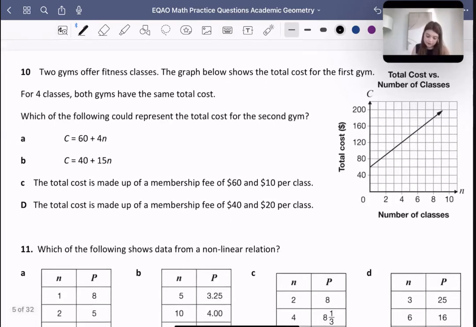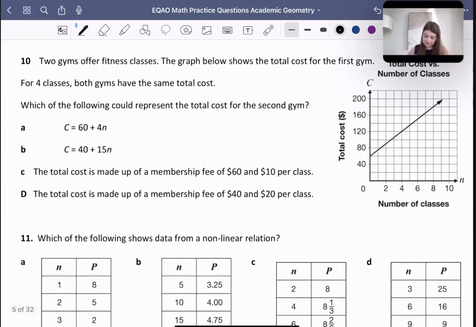Okay, 2 gyms offer fitness classes. The graph below shows the total cost for the first gym. For 4 classes, both gyms have the same total cost. Which of the following could represent the cost of the second gym? Okay, so basically the graph below shows the cost for the first gym, and it says for 4 classes they have the same cost. So what is the cost of 4 classes for the first gym, the gym that's represented by our graph? Well, let's see.